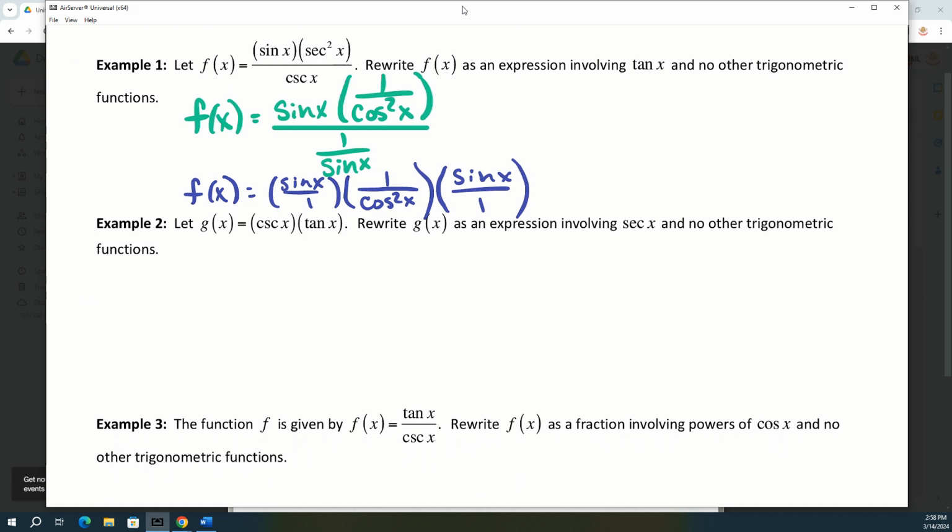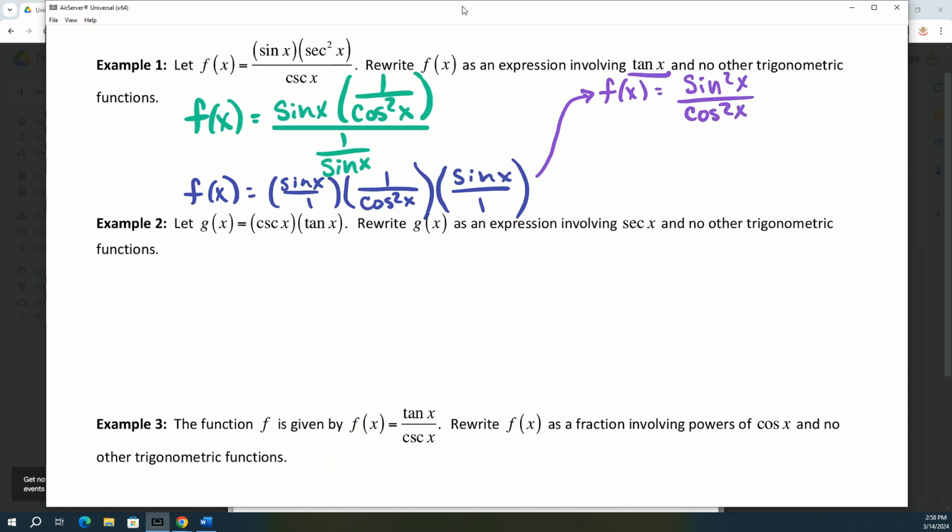Whenever you're multiplying fractions, you just multiply across the numerator. So sine of x times 1 times sine of x is going to be sine squared of x. And then you multiply across the denominator: 1 times cosine squared times 1 is cosine squared of x.